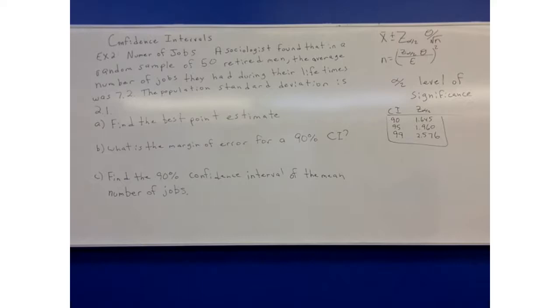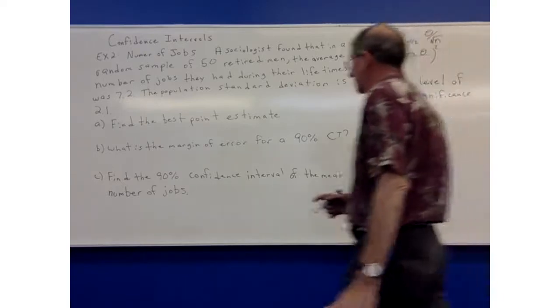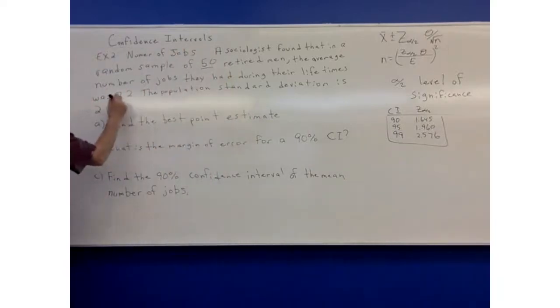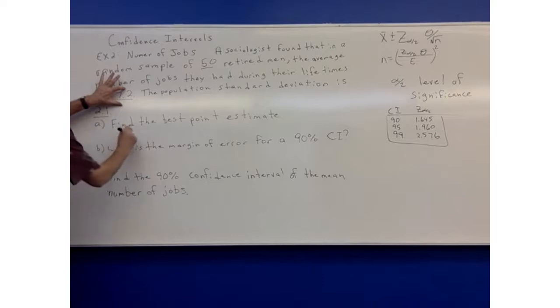First question, what is the best point estimate? Do you remember what that was? The best point estimate is, well, let's look at our numbers up here. What numbers are important? Sample size of 50, the average number of jobs, and the standard deviation. Those are the three important numbers right there. What is the best point estimate? The sample mean, 7.2.